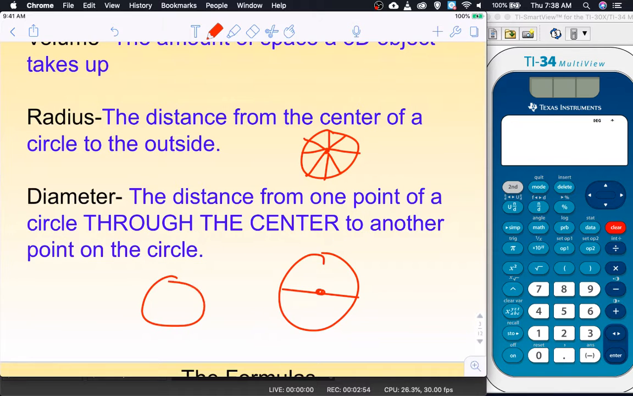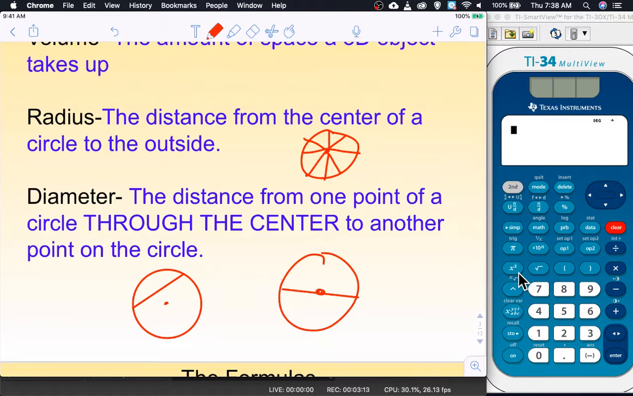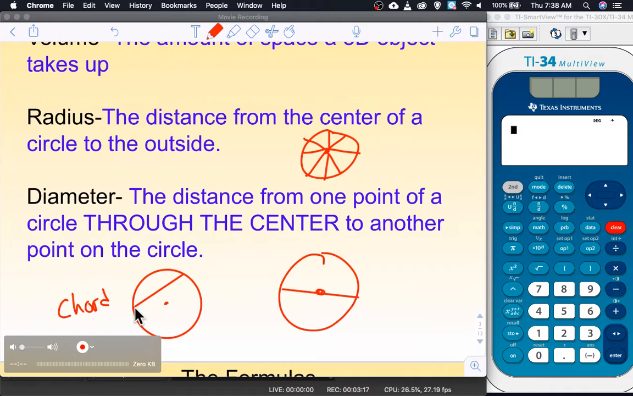There is such a thing. Oh, that's a terrible circle. There is such a thing where it goes and it touches 2 points of the circle, but does not go to the center. Like if my center was right here, this is not a diameter, where this is. This is called a chord, spelled C-H-O-R-D. That is a chord. That's just a line that touches 2 points of the circle, not through the center. A diameter touches 2 points of the circle through the center. This is the one we want for today.